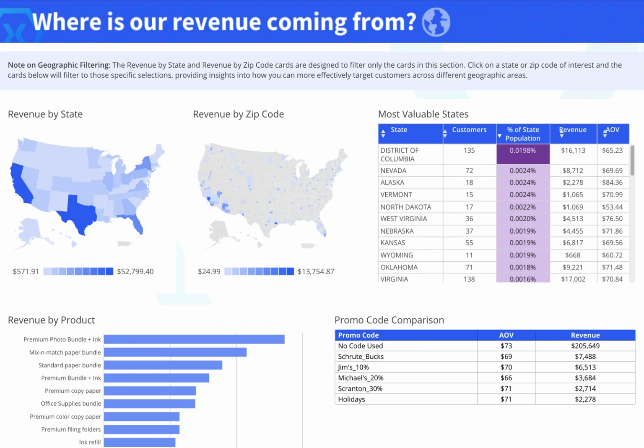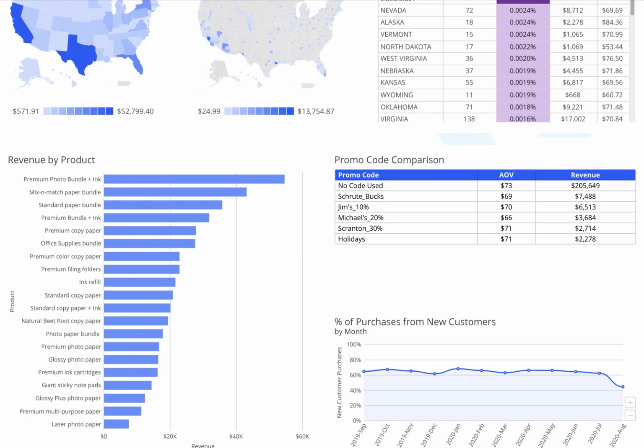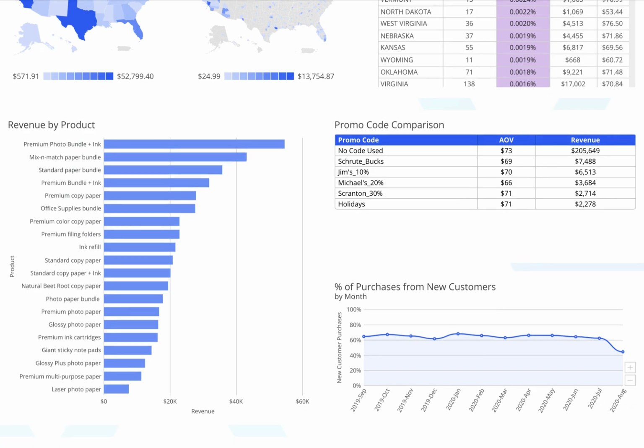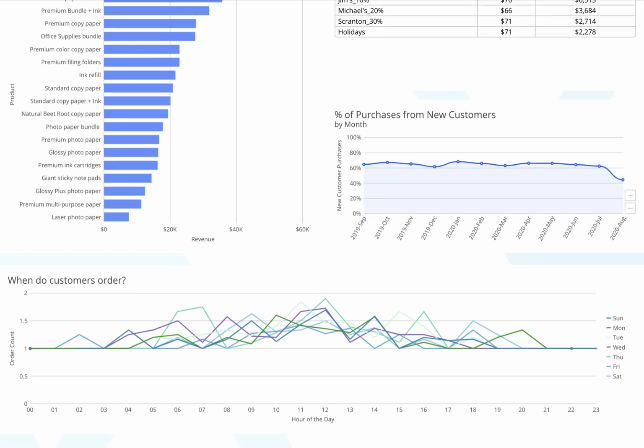That brings us to revenue, and more specifically, where your revenue comes from. We break down your revenue by state and by zip code, but we've also made a direct connection into live population data so that we can show your market penetration and which states disproportionately purchase your products. We also include revenue by product, by promo code, and how much of your revenue comes from new versus returning customers, as well as data on the peak purchase times of your customers.